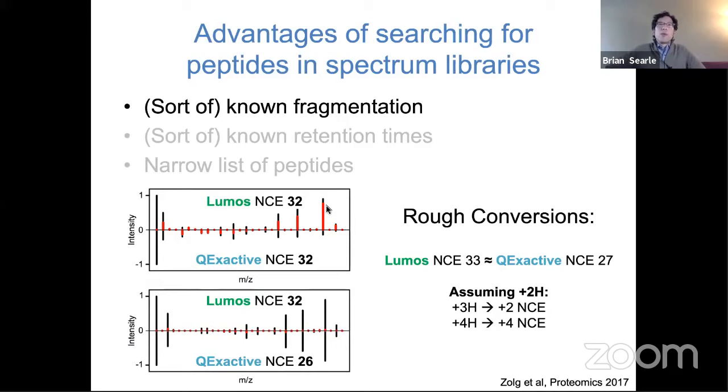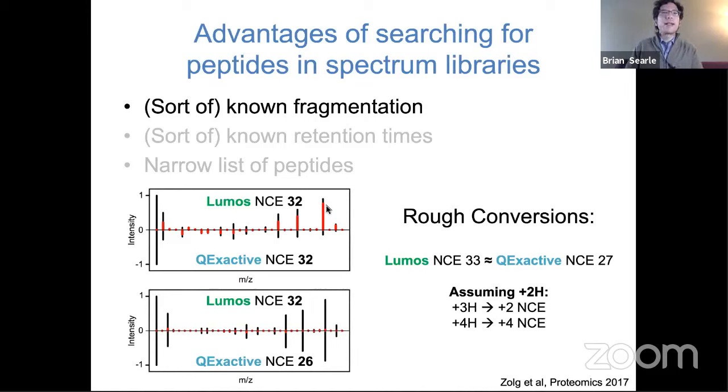Okay, so what are the advantages of doing a spectrum library analysis? And I think there are 3 really important advantages. One is that you know something about fragmentation. And I would argue that you only sort of know something about fragmentation, actually.